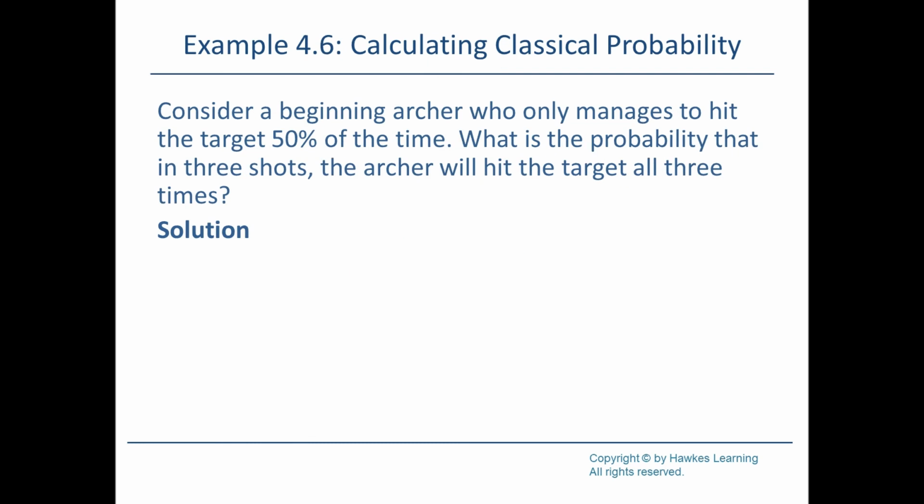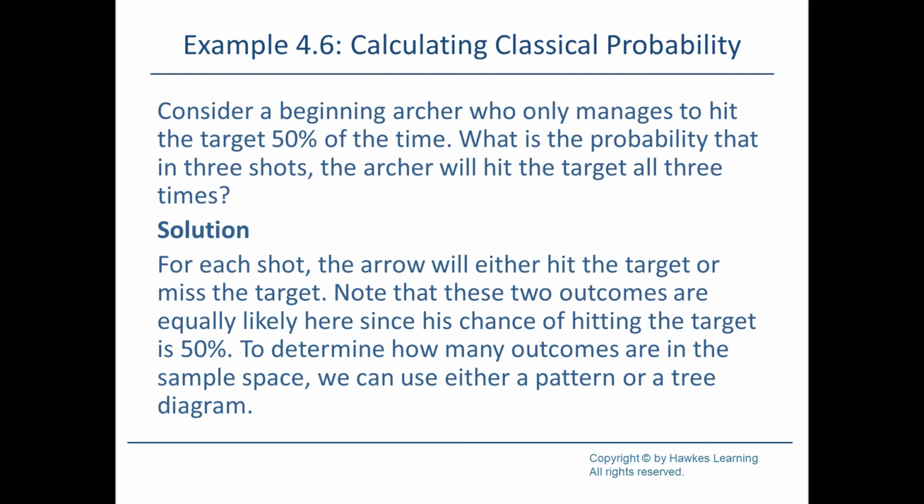Consider a beginning archer who only manages to hit the target half the time. What's the probability that in 3 shots, the archer will hit the target all 3 times? That's going to be 1 over 8, or 12.5%. Here's why. Each time, she has a 50% chance of hitting the target. So 50% chance to hit the first time, 50 the second, 50 the third. To hit it all 3 times, it's got to hit it the first, and the second, and the third time.